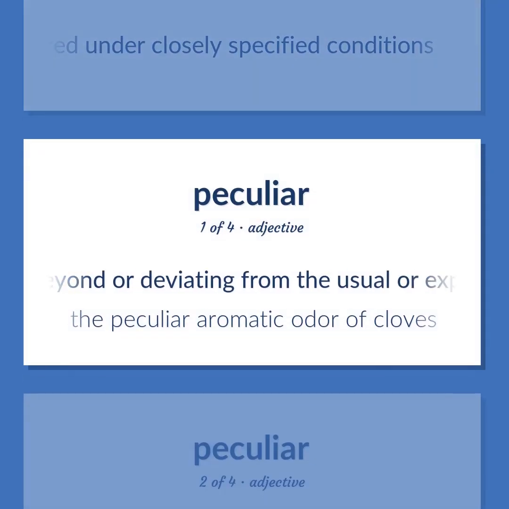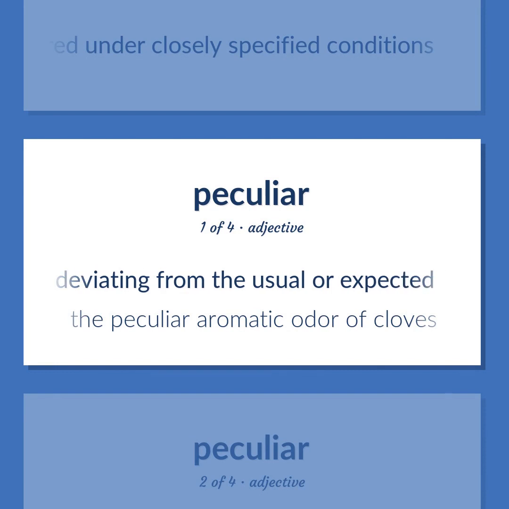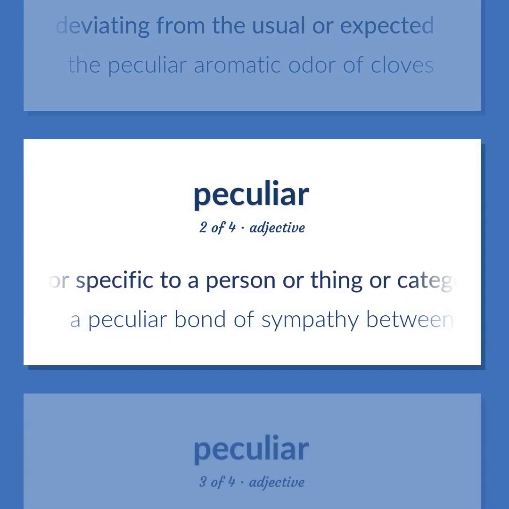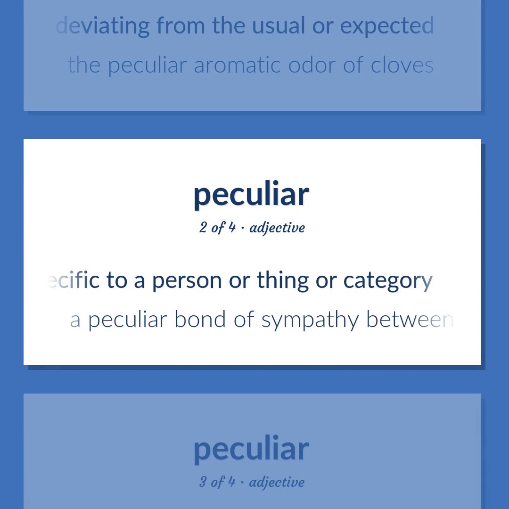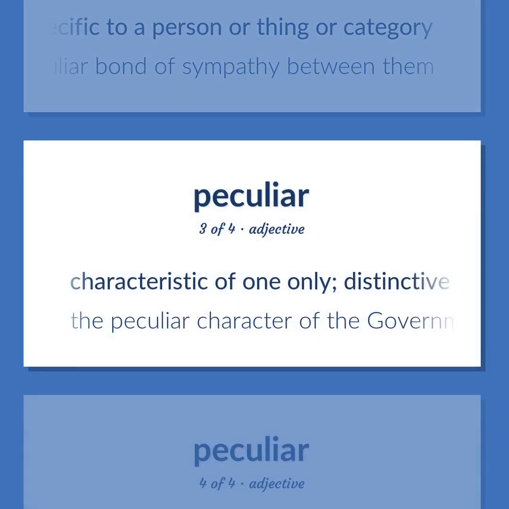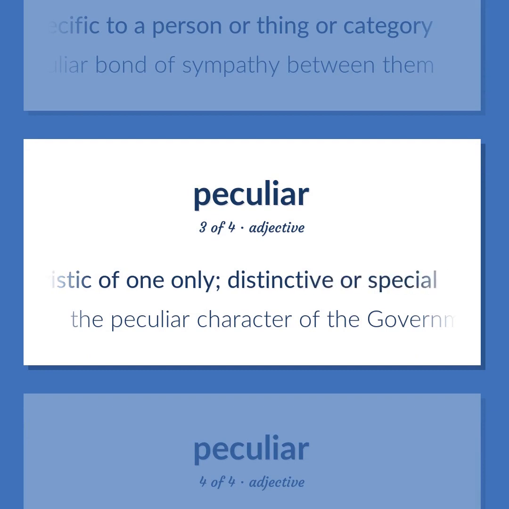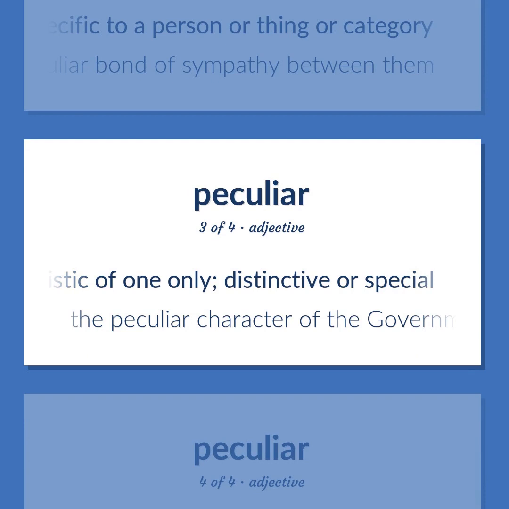Beyond or deviating from the usual or expected. The peculiar aromatic odor of cloves. Unique or specific to a person or thing or category. A peculiar bond of sympathy between them. Characteristic of one only, distinctive or special. The peculiar character of the government of the U.S.